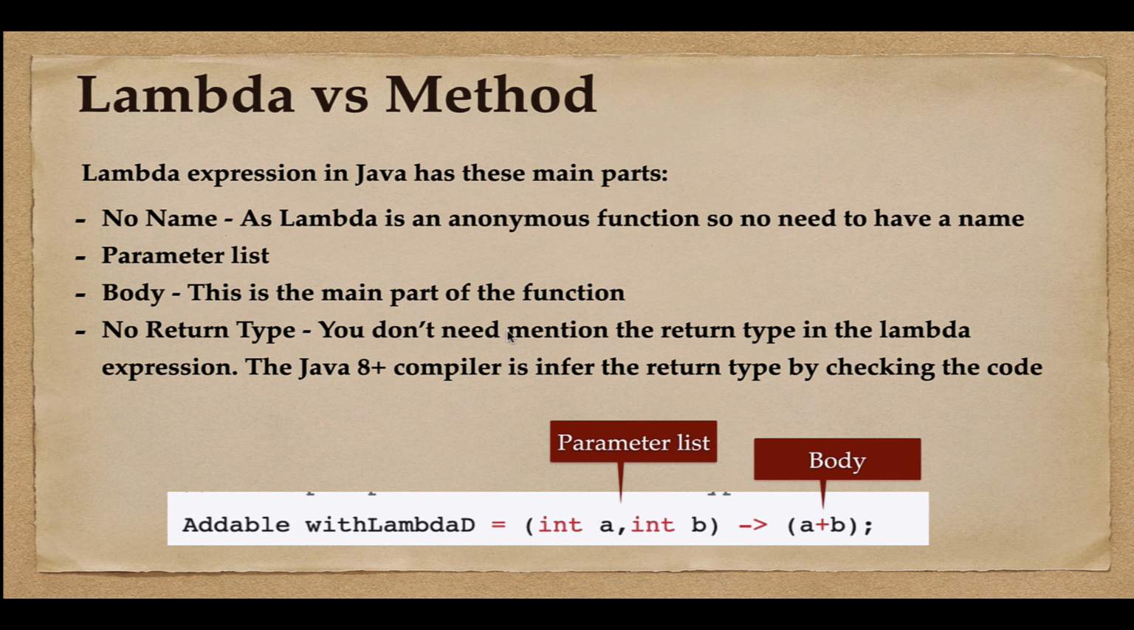Well, you don't need to mention the return type in a Lambda expression because the Java 8 plus compiler infers the return type by checking the code. Alright, so in a Lambda expression we don't have to mention the return type because the Java 8 compiler is smart enough to identify the return type of the expression. Okay, we'll see an example of how the Java compiler can identify the return type. If you can see the code snippet over here, this is what a Lambda expression looks like. This is the parameter list of the Lambda expression, and this is the arrow. It basically links the parameter list with the body, and this is the Lambda expression body.